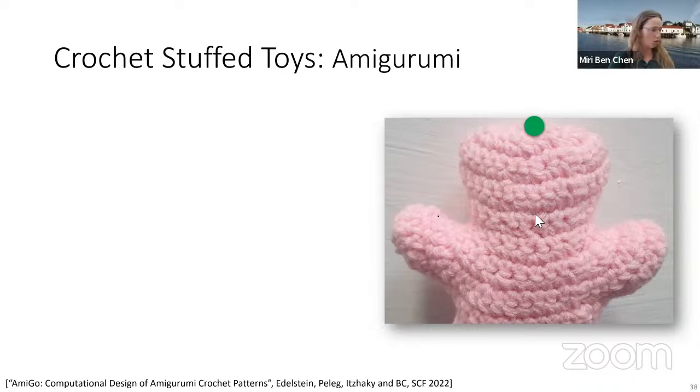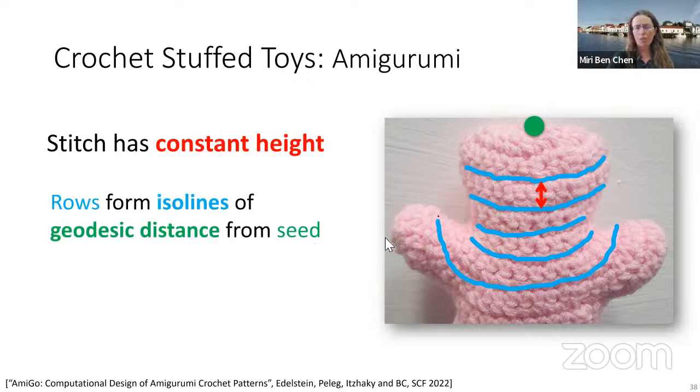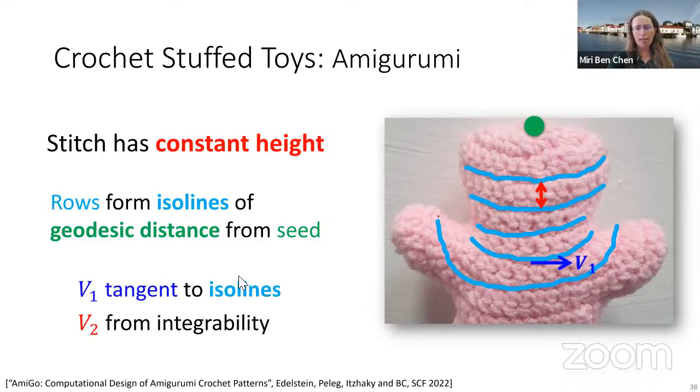This is the model that I showed a second ago. Essentially the stitch has a constant height, and we form the rows from the isolines of the geodesic distance from the seed. My V1, V2 are given in terms of this geodesic distance. V1 is tangent to the isolines of the geodesic distance, and I get V2 from integrability.